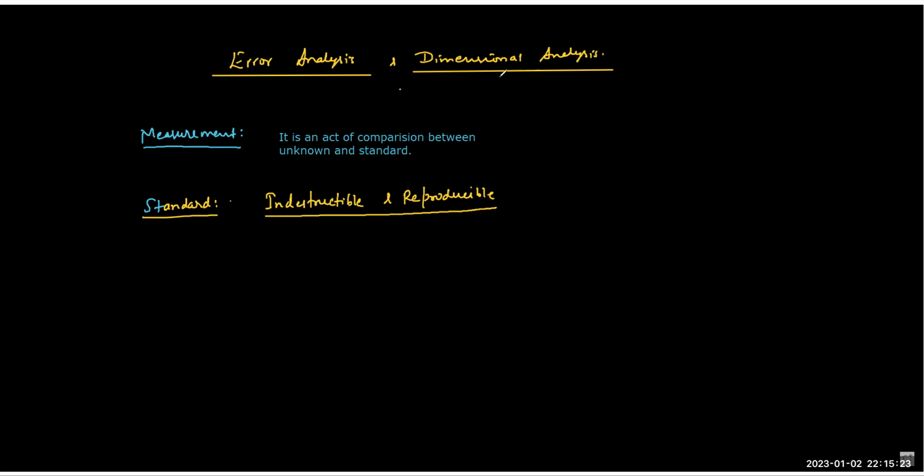Over the period of time, we had some other definitions, like the length was some fraction of the distance from the North Pole to the equator. If you divide it into a certain number of parts, that we simply call 1 meter. Then later on, we changed that, because this was not good. So we said, in the krypton atom, the transition of electron creates some sort of wavelength. And if you count a certain number of wavelengths, that number will give you 1 meter. Now, we always try to go for such a definition which is indestructible.